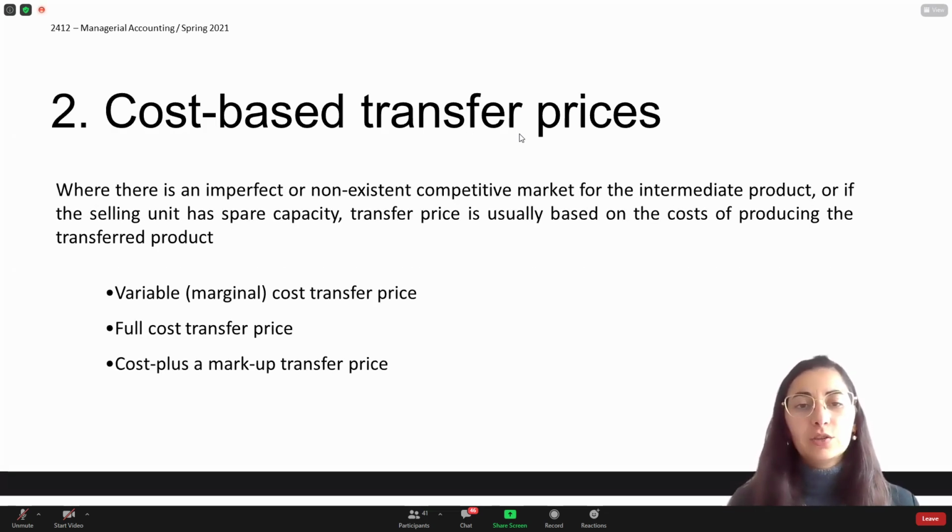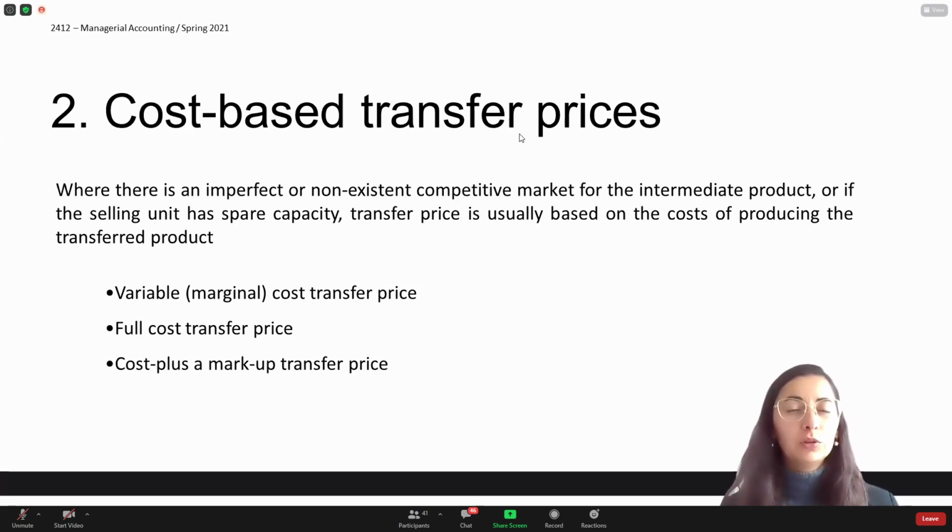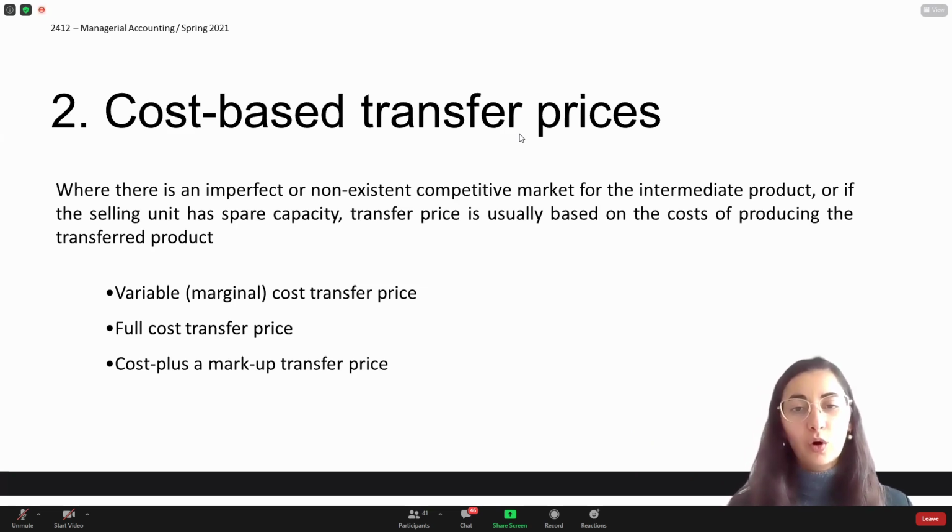So they will set the price the same as the market. Then we have cost-based transfer prices, when we have an imperfect or non-existent competitive market for the product, or if the selling unit has spare capacity. So if we are not working at full capacity, if we have capacity enough to produce extra units, and we can produce these units for the division of the same company, we will set the price based on cost. So we will use the variable cost, okay, or the full cost, or a cost plus a markup. Okay, so we have here these three alternatives.